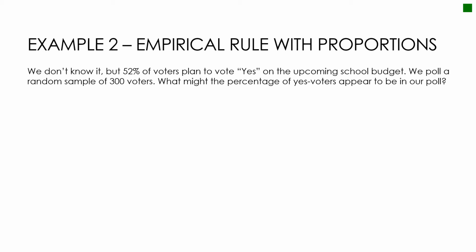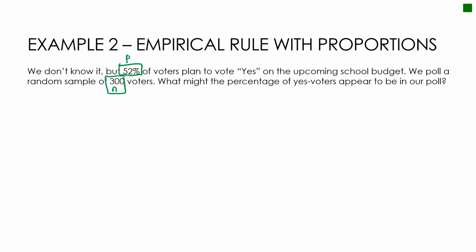So let's take a look at another example that's maybe not quite as much fun because there's no M&Ms involved. This is dealing with voting on the upcoming school budget. Very important. So we don't know it yet, but 52% of voters plan to vote yes on the upcoming school budget. That is P. We poll a random sample of 300 voters. What might the percentage of yes voters appear to be in our poll? 300 is N. So that's the only two values that I get.